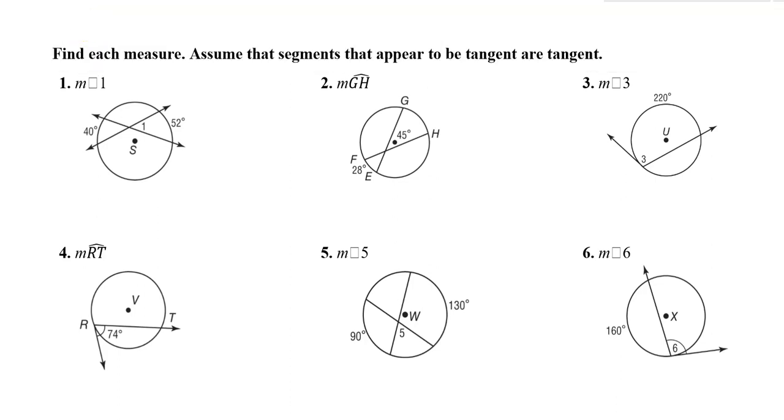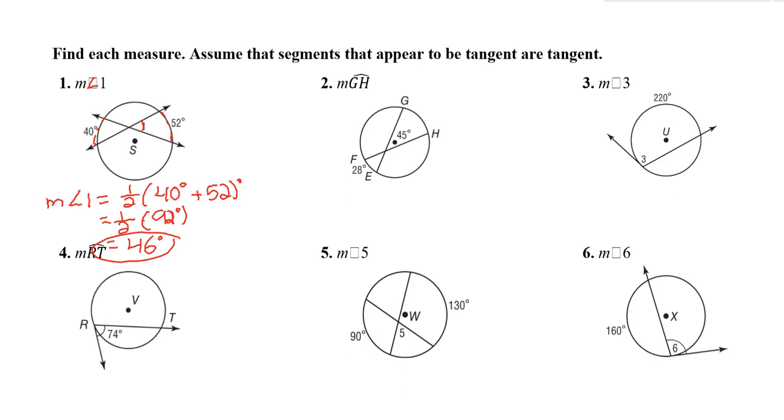The measure of, this should say angle 1. The measure of angle 1 equals the average, right, of the 2 arcs. So I have this arc and this arc. So 40 degrees plus 52 degrees, which equals 1/2 times 40 plus 52 is 92 degrees. 1/2 times 92 degrees is 46 degrees. Okay, so we're just plugging that in, right? That angle uses those two arcs.